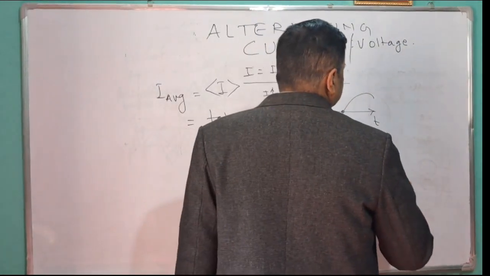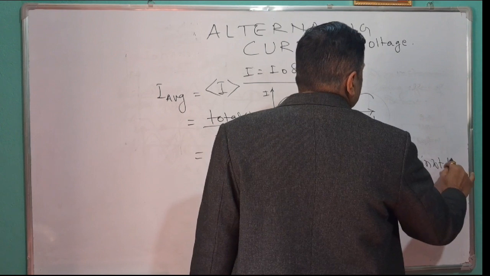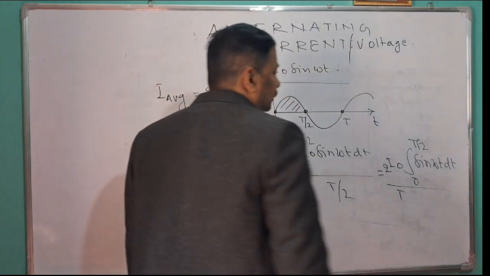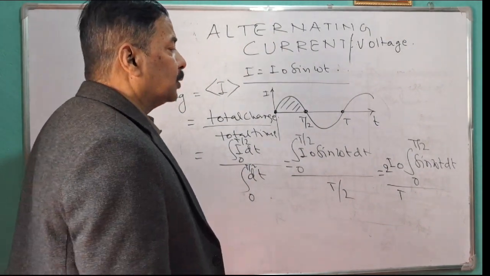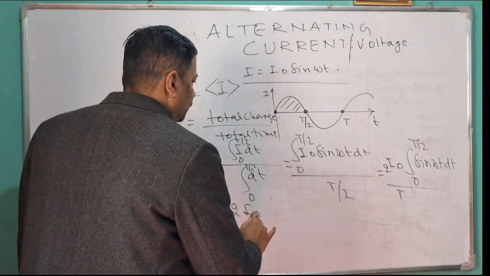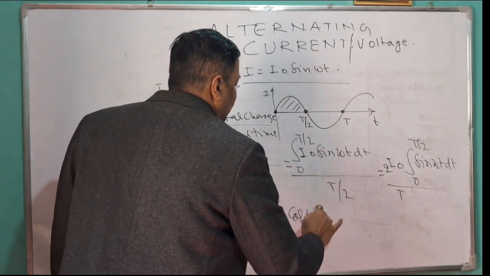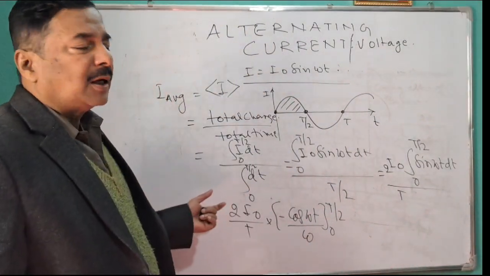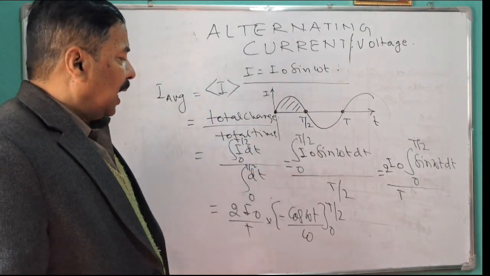So if I take it, I naught integration sine omega t dt, 0 to T by 2, and then 2 upside, T by 2. Sine omega t integration is what? Sine omega t integration is minus cos omega t. So this will give you 2 I naught by T into minus cos omega t by omega, 0 to T by 2. Integration matters, this is the mathematical concept that you should clarify, and you should get command over this simple integration and differentiation process.